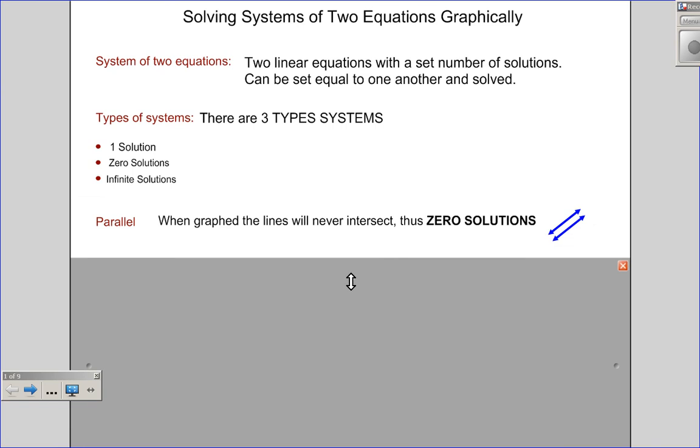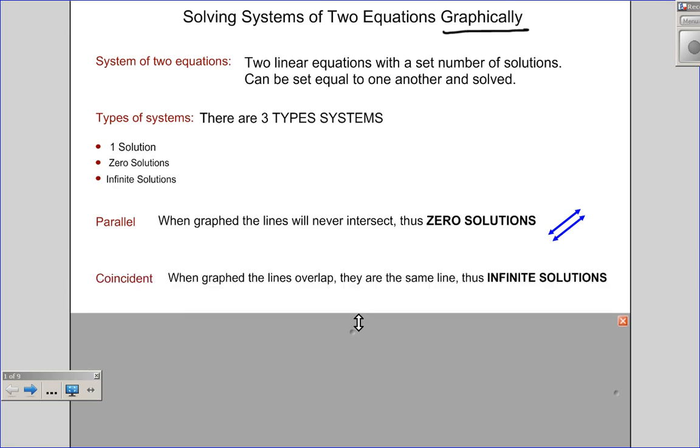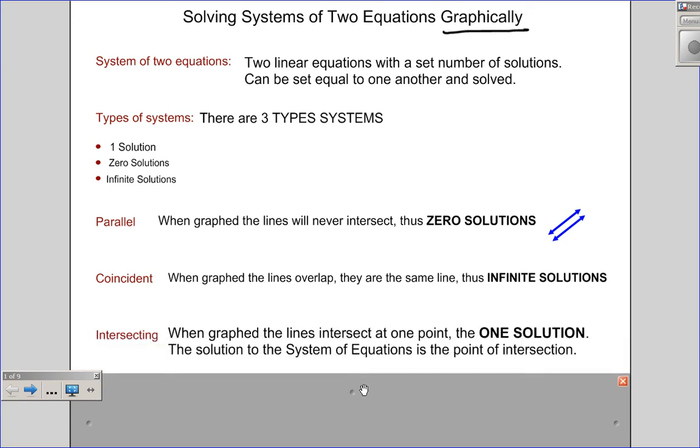So the first being parallel. Because remember we're looking at graphically today, so when graphed, the lines will never intersect. Thus there are zero solutions. So parallel lines have no solutions. Coincident, or they coincide. When graphed, the lines overlap. They are the same line. Thus they have infinite solutions because they're on top of each other. Every point is on top of every other point, thus infinite solutions.